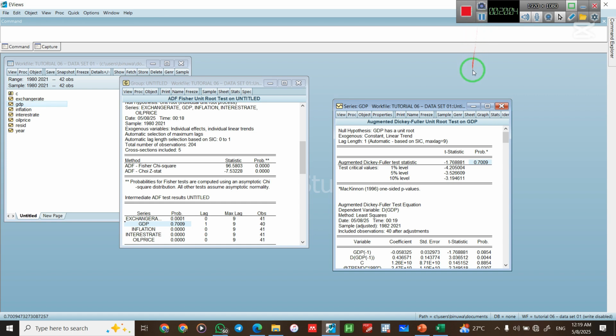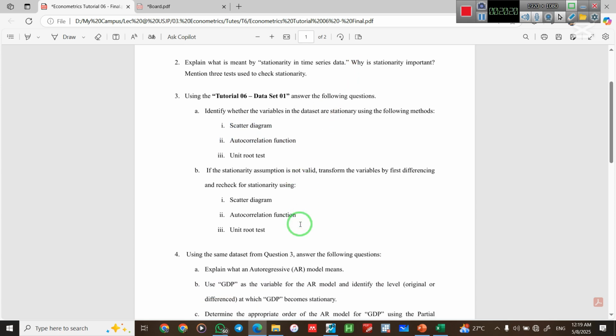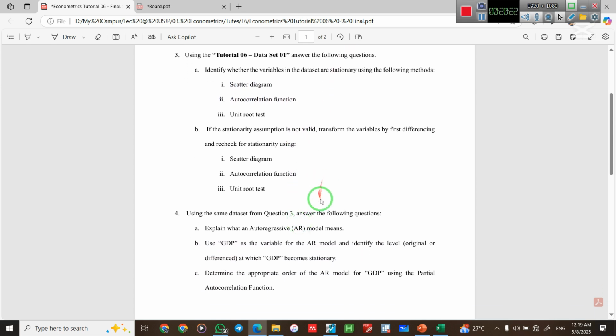So you can try to do all the other variables, whether they become stationary at level data or first difference, by using the scatter diagram and autocorrelation function later, right? So now we are moving to the fourth question. In the fourth question it says that using the same data set from question 3, answer the following questions. So in the first question they are asking, explain what an autoregressive model means.